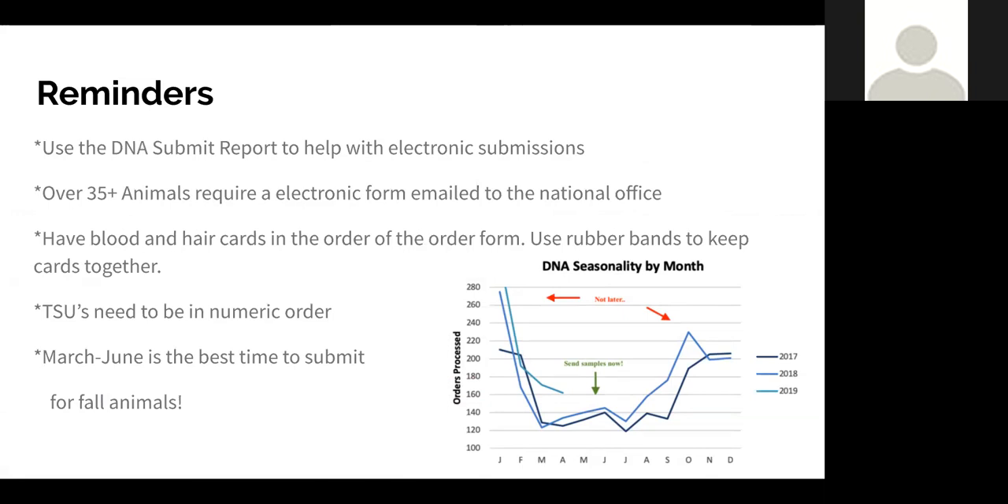Also, have blood and hair cards in the order of the order form. You can use rubber bands to keep those cards together. TSUs need to be in numeric order. We also have another YouTube video that kind of goes over that in a little bit more detail.